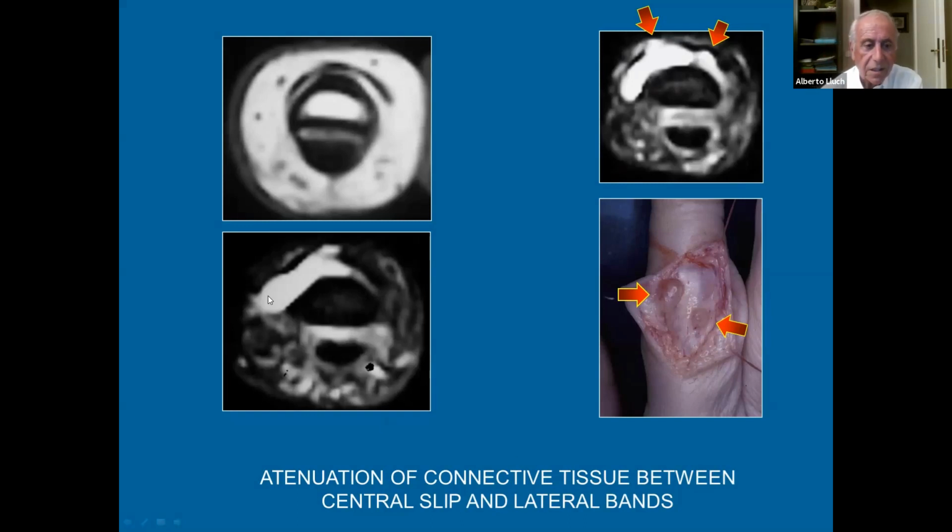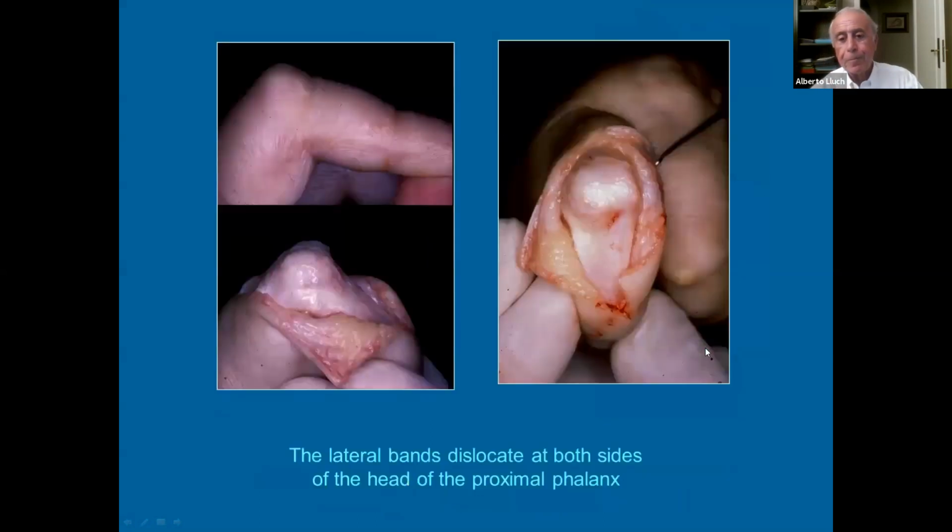And here we can see the same in another MRI. And here in a clinical example, we can see this is the dorsum of the finger. This is a zigzag incision on the dorsum of the PIP joint. And we can see the herniation of the synovium in between the central slip, which is intact, and the lateral band, which is really still intact.